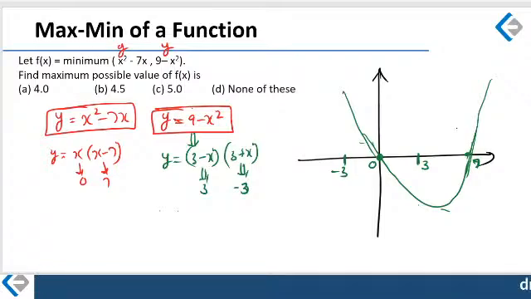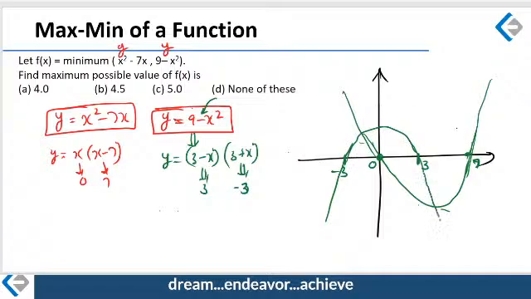Why do you say it faces downward? Look at the coefficient of x square. If the coefficient of x square is negative, the parabola opens downward. Therefore, this particular parabola would be coming like this.